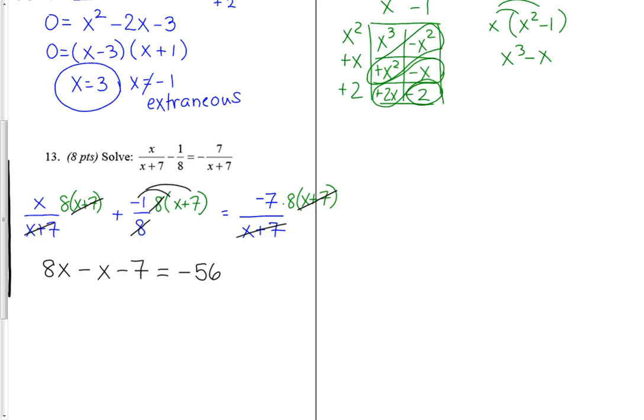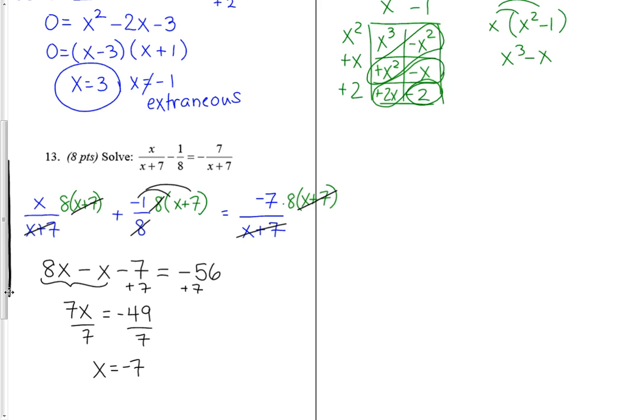So this is just a little linear equation. There's not even any exponents in it. 8x minus 1x is 7x. I'm going to add 7 to move that over to the right. And negative 56 plus 7 is negative 49. To get rid of the 7, I'm going to divide both sides by 7. And I have x equals negative 7.